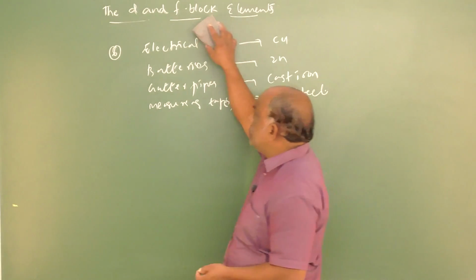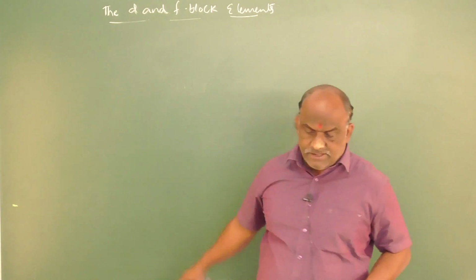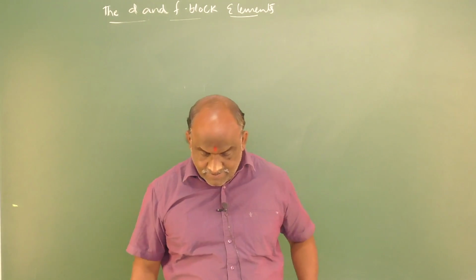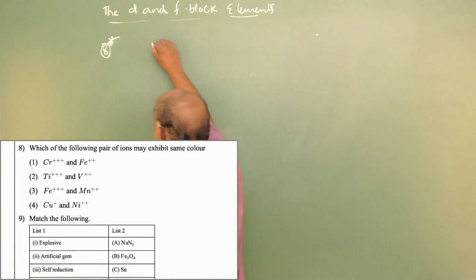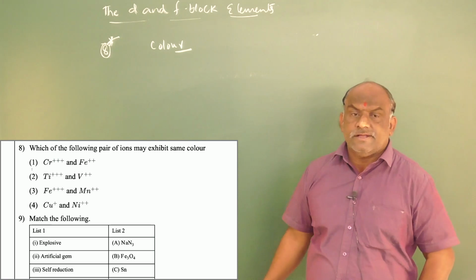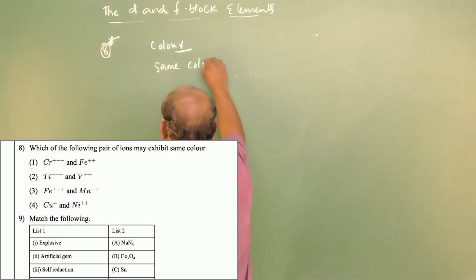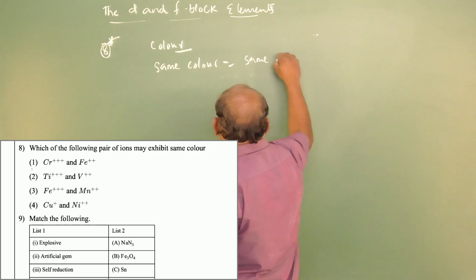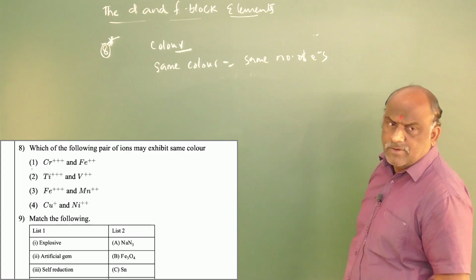Question number 6, option 4, and next is question number 8. This is a very important question. Which of the following pair of ions may exhibit the same color? Question number 8, very important. You should remember: same color is equal to same number of electrons.